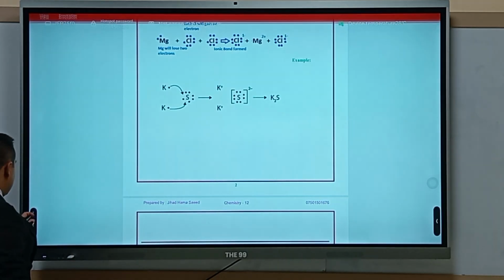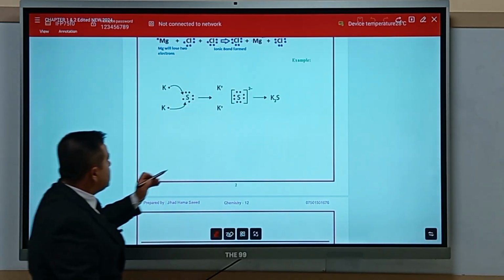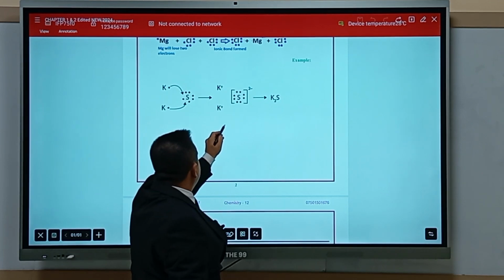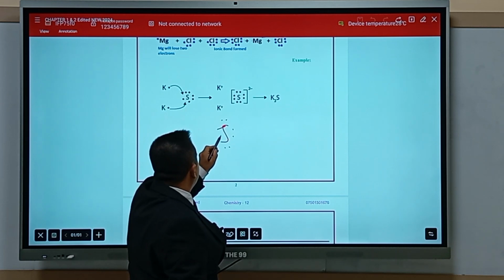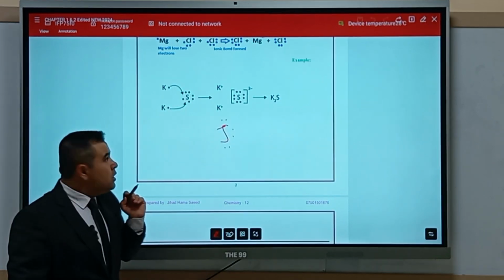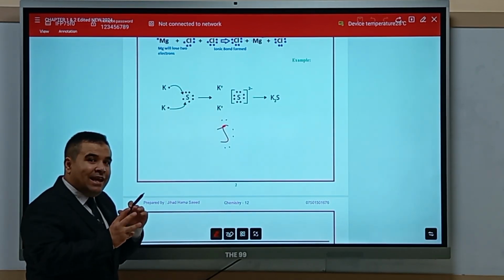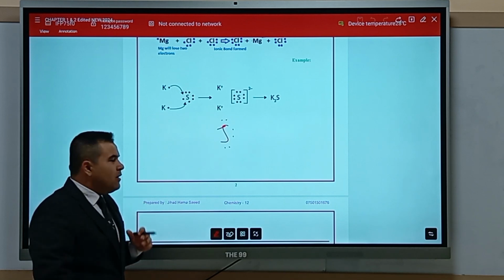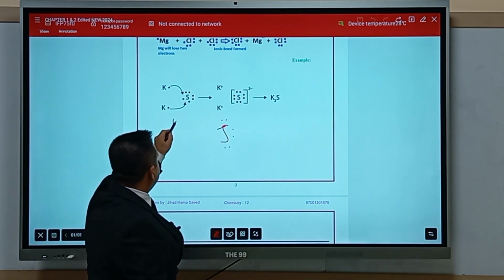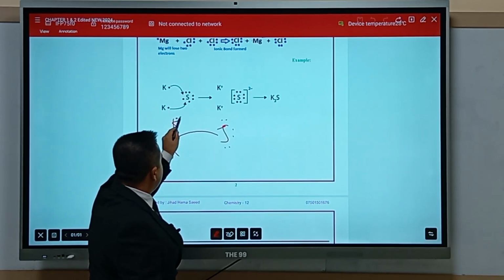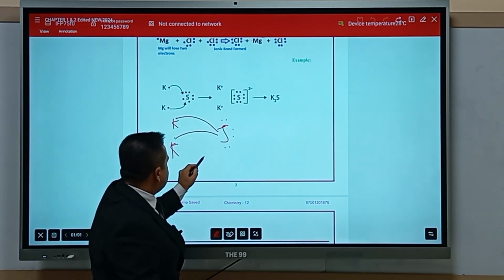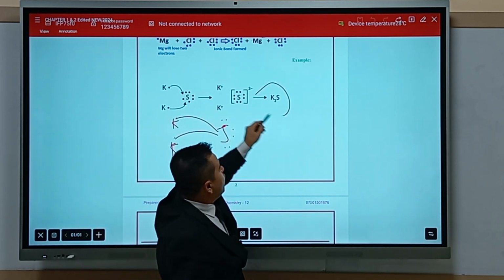Because the sulfur, in its outer shell, has got 6 electrons. In order to be 8 and to meet the octet of electrons, there should be 2 potassiums to donate or transfer 2 electrons and to form K2S.